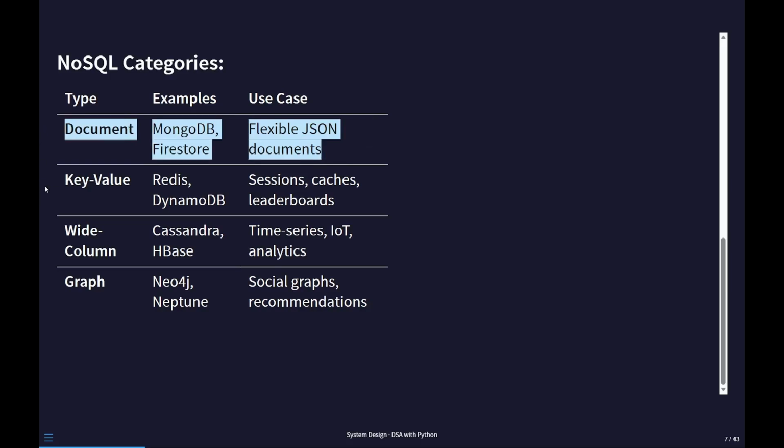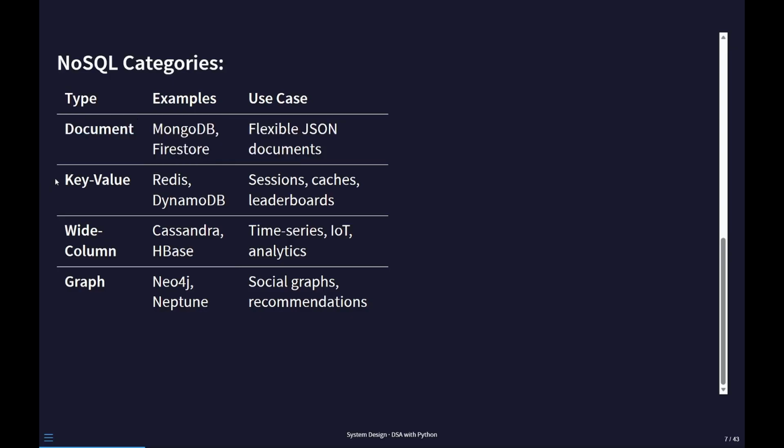Key value stores like Redis and DynamoDB are essentially hash maps, blazingly fast for simple lookups, sessions, and leaderboards. Wide column stores like Cassandra handle massive write throughput, great for time series data and IoT. Graph databases like Neo4j model entities and their relationships natively, perfect for social networks and recommendation engines.